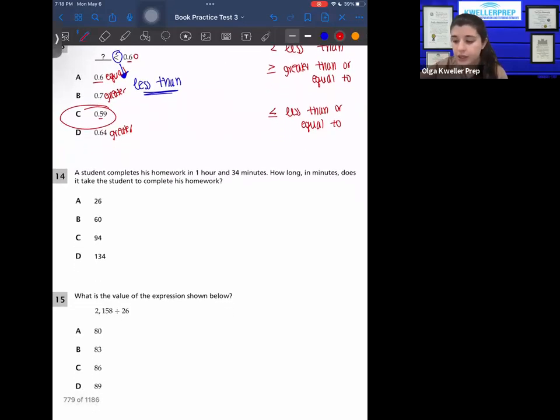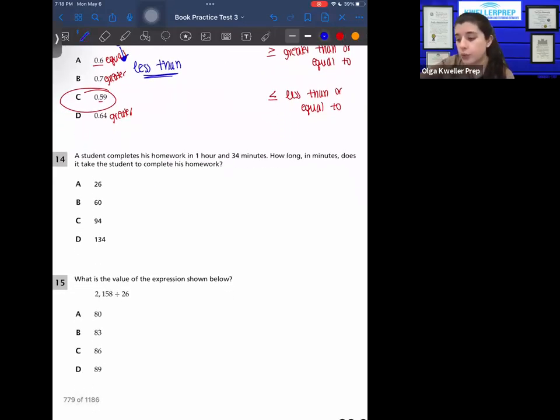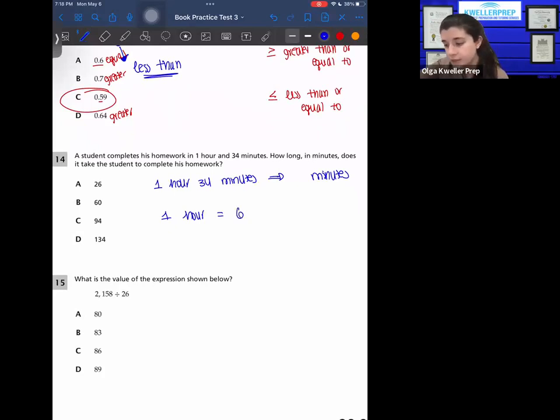Next one, number 14, is a conversion question. So we have 1 hour and 34 minutes, and they want to convert this to minutes. So how many minutes are in an hour? 1 hour is how many minutes? This is a conversion that is not given to you. You just have to memorize it. 1 hour is 60 minutes. So we can replace the 1 hour with 60 minutes, right? So instead of 1 hour, it's 60 minutes plus the other 34 minutes to give you that final answer of 94 minutes, choice C.